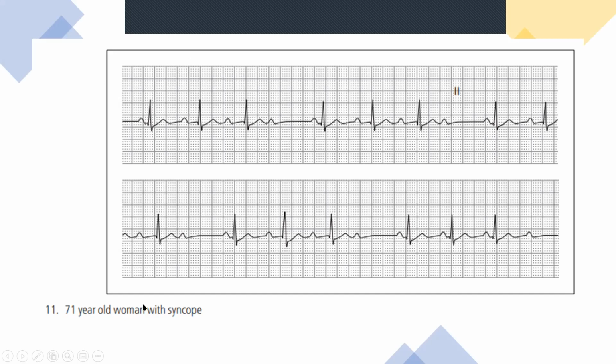So we have a 71-year-old woman with syncope. That's all we know, and all they've done is given us the rhythm strip. That's it, nothing else, because this is actually what we have to concentrate on in this one, the rhythm. So we assume that there's no ischemia, there's nothing else going on. And you can see they've done a long rhythm strip, so it's running over quite some time. So let's have a look.